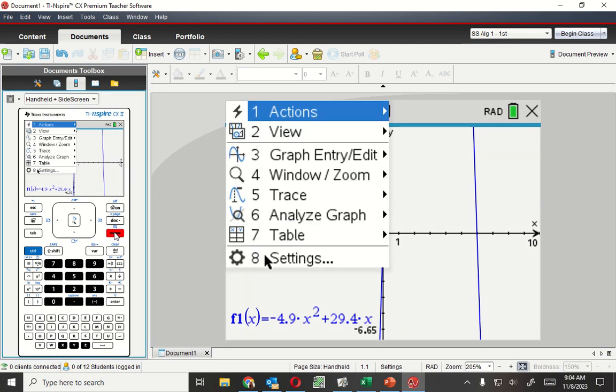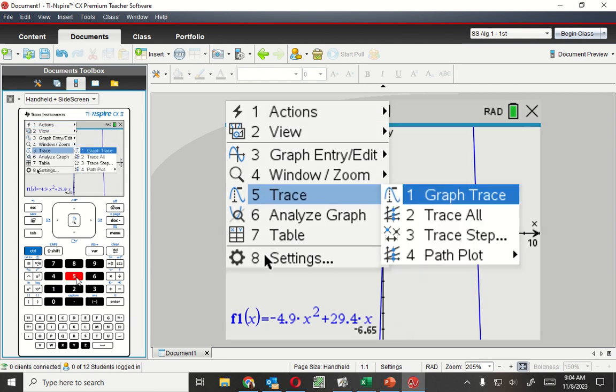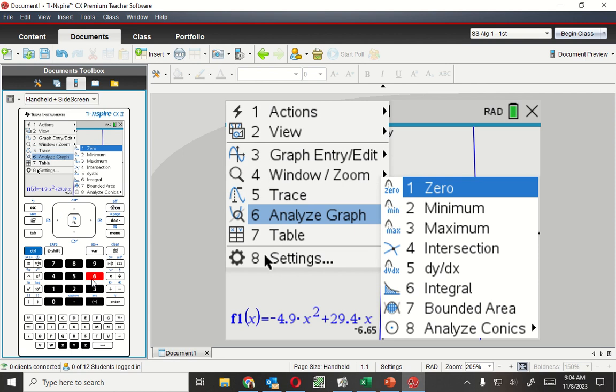Menu. I can do trace or analyze graph. If I go to trace, I can just trace it to see where things are. Or option 6, I can analyze graph. What am I looking for when I'm analyzing the graph? You could do maximum too, because when we were looking for the maximum, that would have helped there. But in this one, I'm looking for zeros. And look at option 5 here.